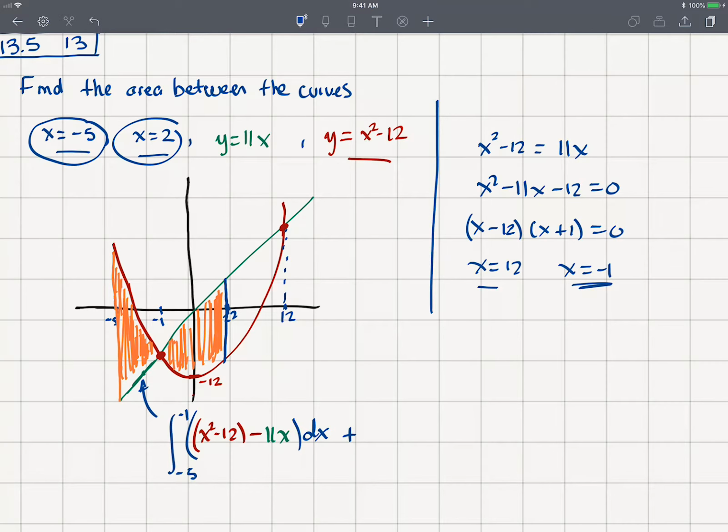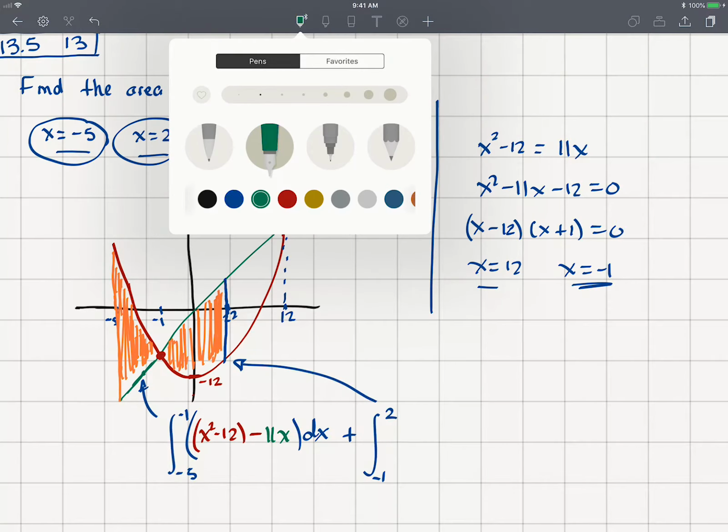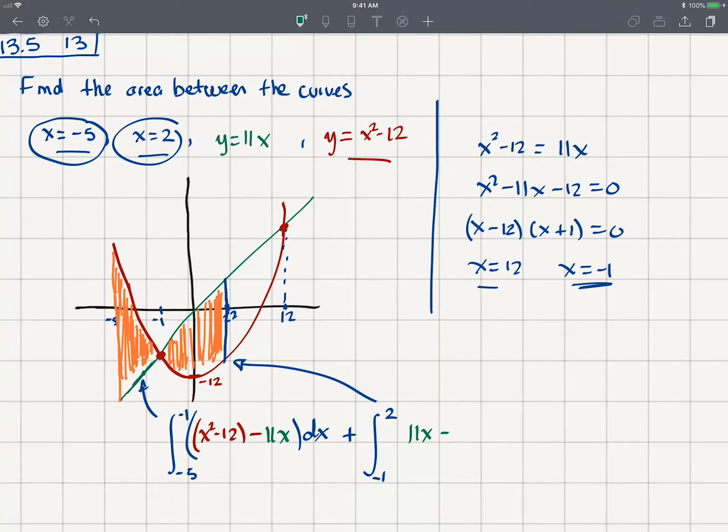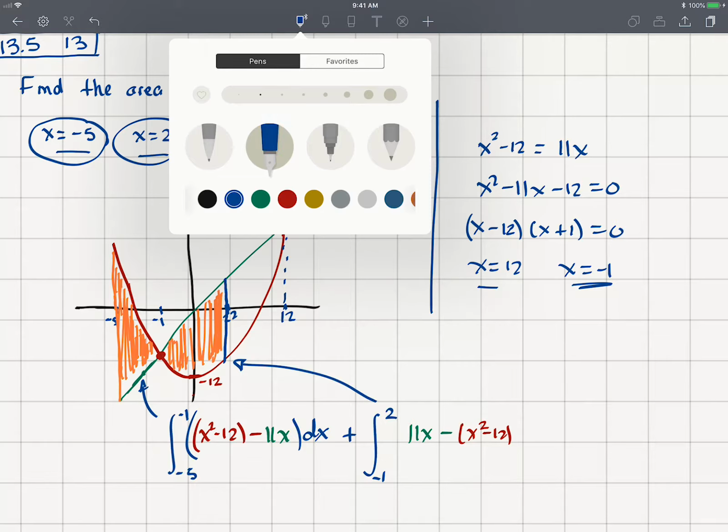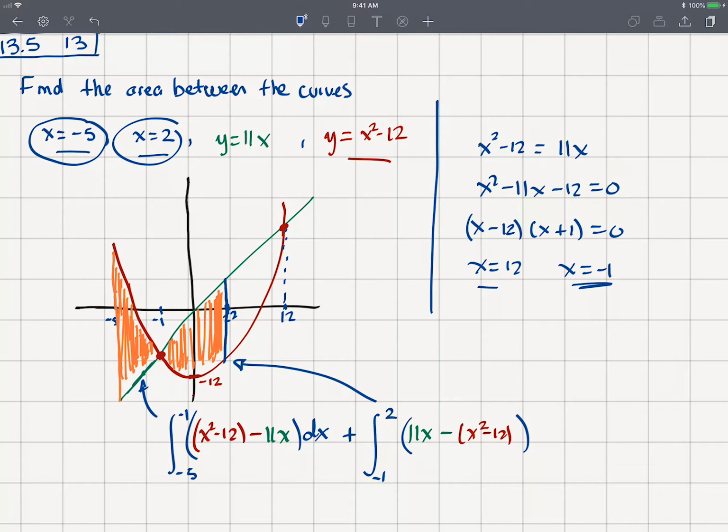And then I'm going to add the integral for the second part, which is between -1 and positive 2. And now the green line's on top. So now I do 11x minus the red parabola. Don't forget these parentheses, x squared minus 12, dx. So this is the integral I need to be doing. There are two integrals. The big idea is that you're always going to find the area between two curves as one function minus the other function, but it matters which one is on top.